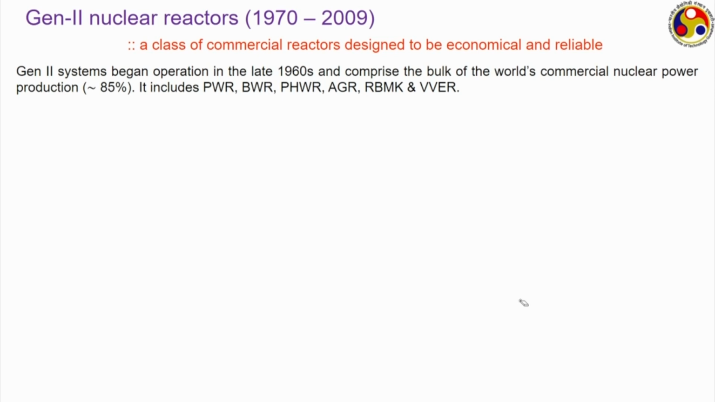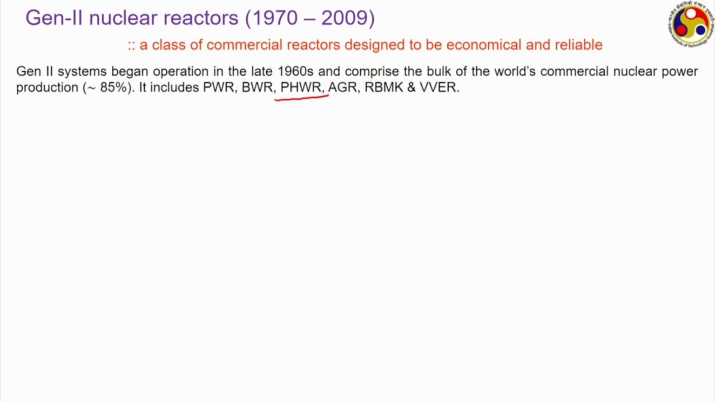PWR or BWR were the outcome of the light water technology discussed in generation 1. The gas cooled reactors, Magnox based gas cooled reactors, which were tested by UK and in certain situations France also, led to the development of AGR. The RBMK concept came from USSR or former Soviet Union. Canada developed the concept of PHWR. Later on, India became involved and worked extensively on this PHWR also.